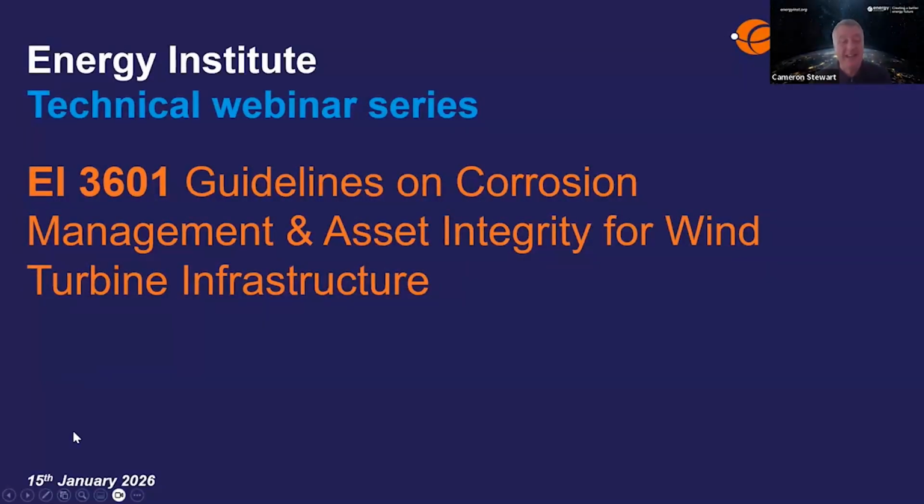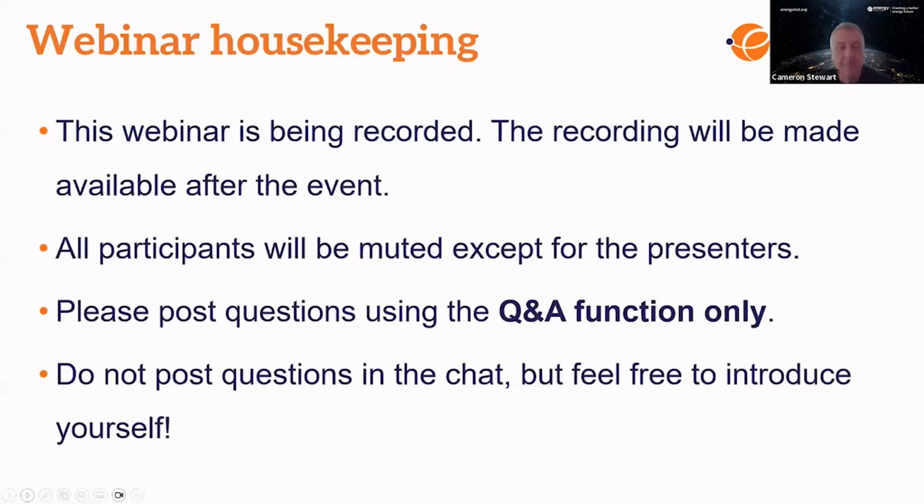And in particular today, we are going to be focusing in on this recently published guidance. It's got an EI number 3601, and the name of this guidance is Guidelines on Corrosion Management Asset Integrity for Wind Turbine Infrastructure. That's the one we're going to be covering today, but we'll do a little bit of introductions, etc., as to how we got to there, and then we'll let you know what we actually developed. How's that? Next slide, please.